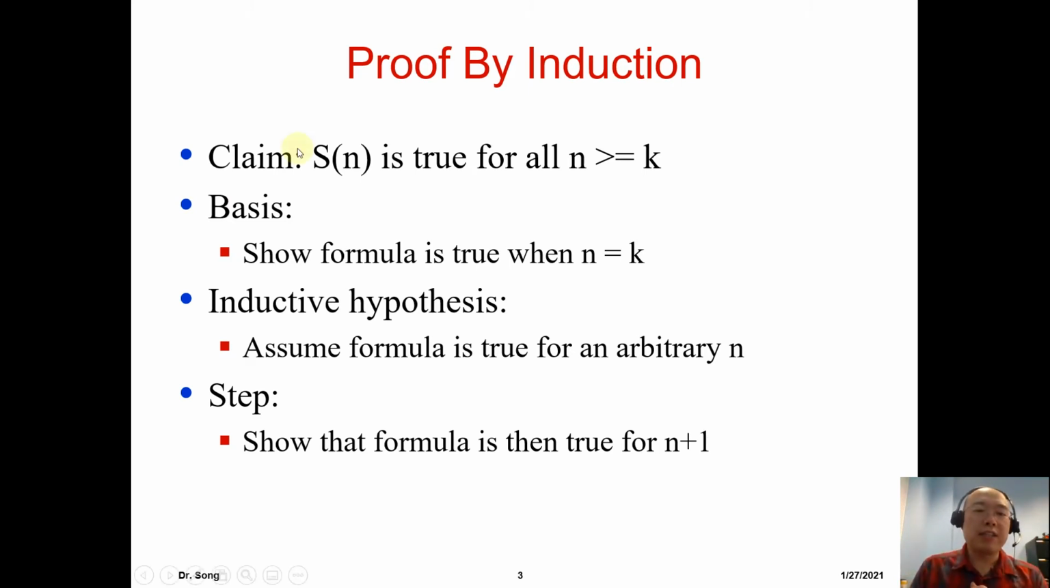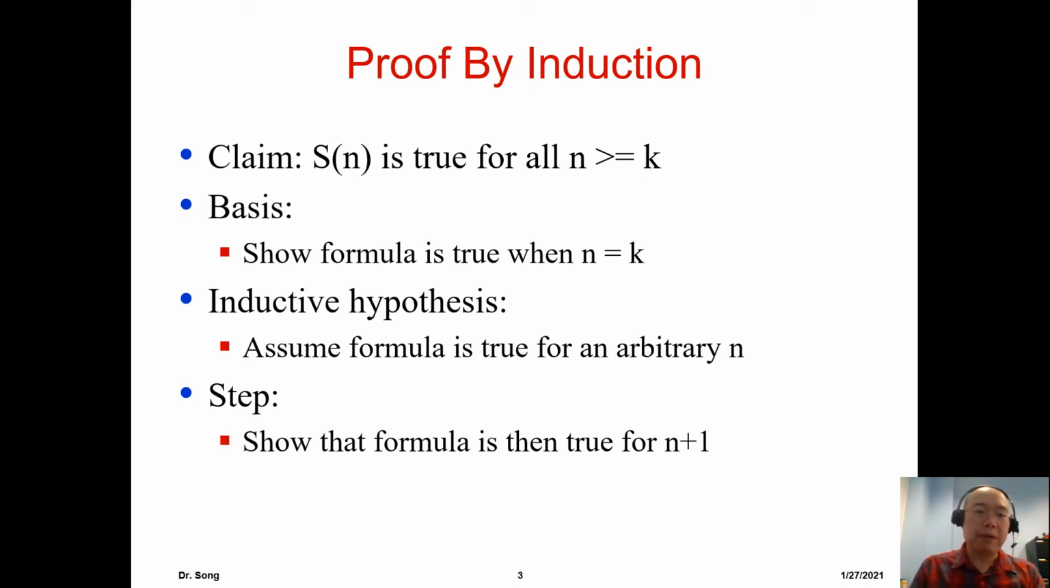So this is the claim we want to prove: Sn is true for all the values n greater than k. And the basis, we want to show a base case for a small number, for a really easy number that we can start from, for example, 0. For this value, Sn is true. That's the first step.